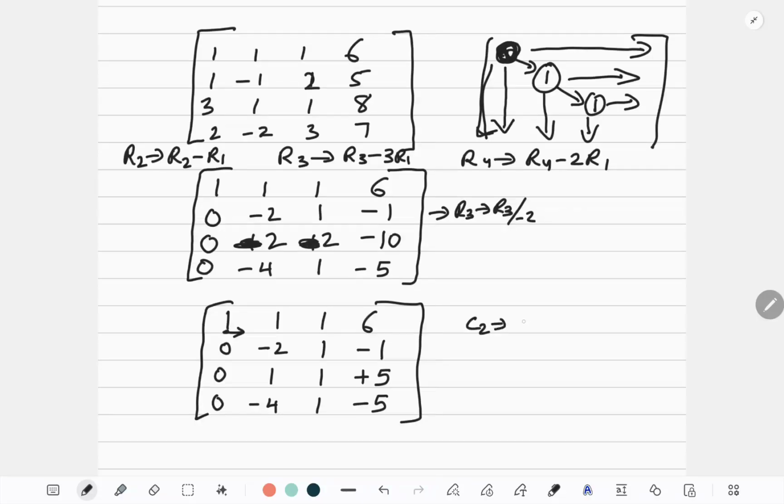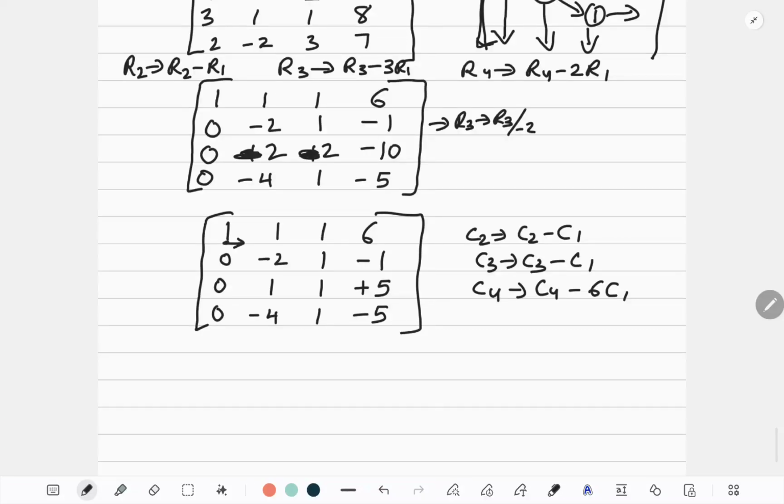In C2 I will do C2 minus C1. In C3 I will do C3 minus C1. And in C4 I will do C4 minus 6C1. Now what is the beauty of these column operations? I don't have to struggle here because the first column is 0, so inside this nothing will be affected.